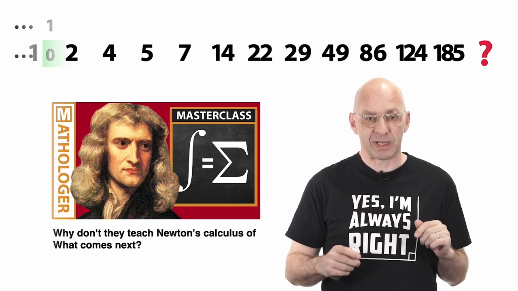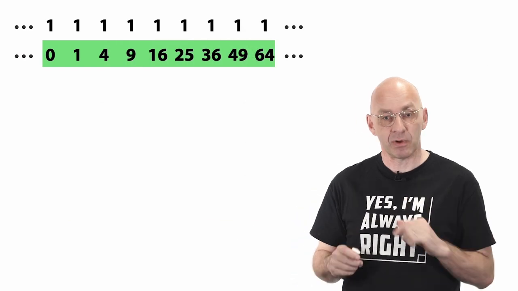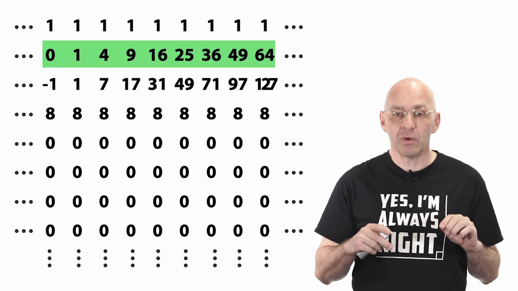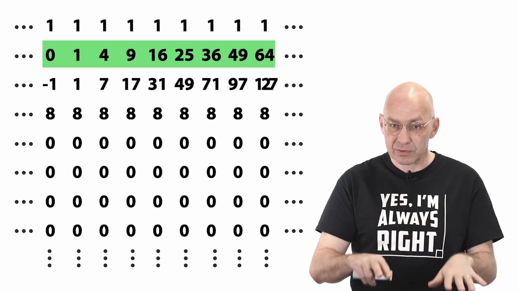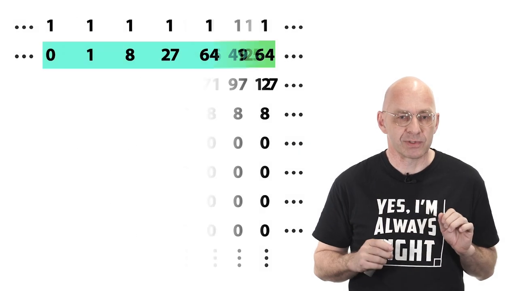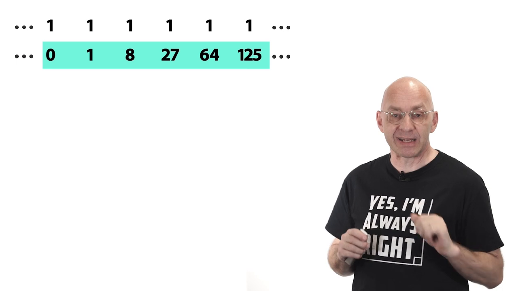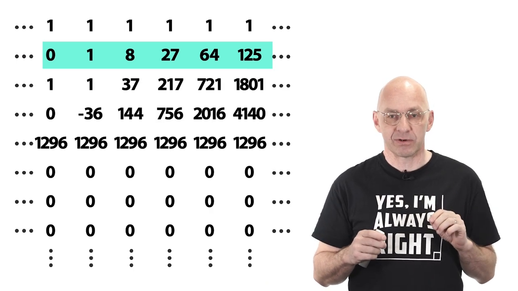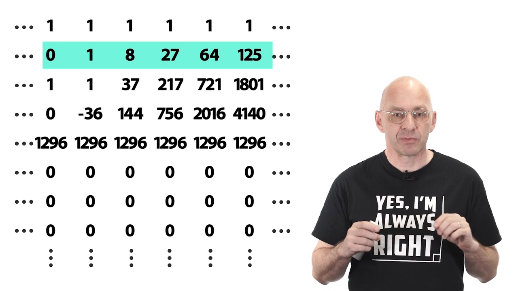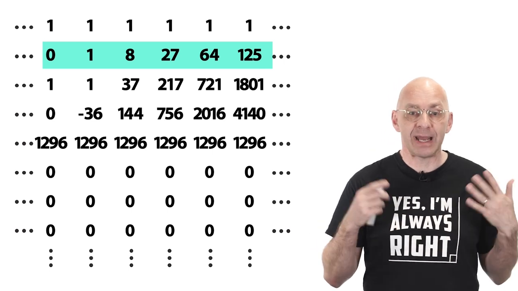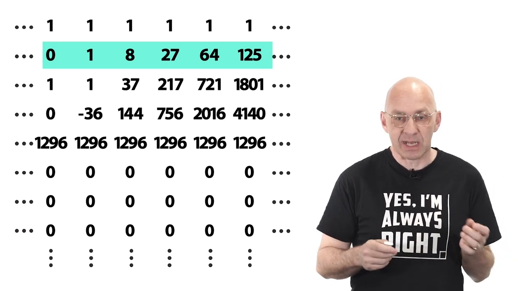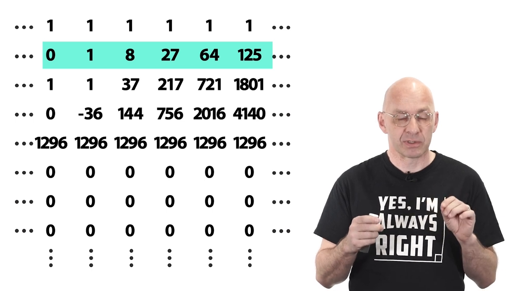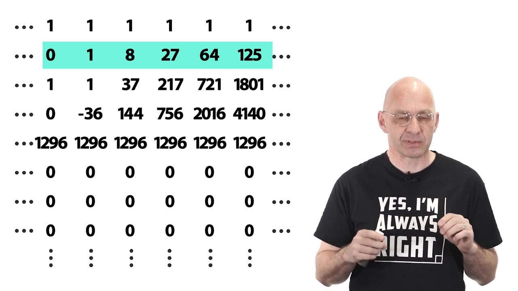First, here's the sequence of squares. Its number wall looks like this. Very interesting. The wall becomes all zeros after just a few rows. Okay, what about the cubes? Unleash the crosses and we get this. Aha! The cube wall also becomes all zeros. And the same turns out to be the case for the fourth powers, the fifth powers, and so on. In fact, the number wall for any polynomial sequence will eventually turn to all zeros. Actually very similar to difference tables.